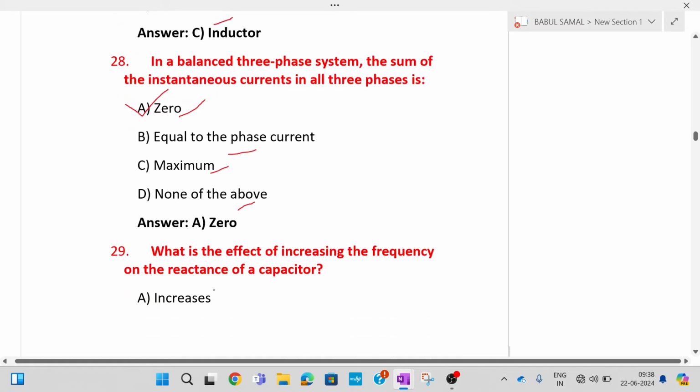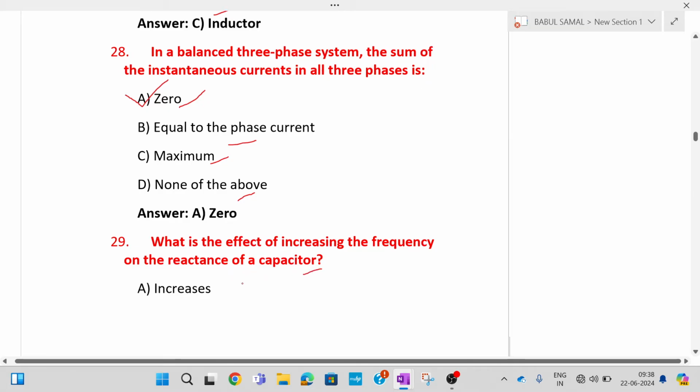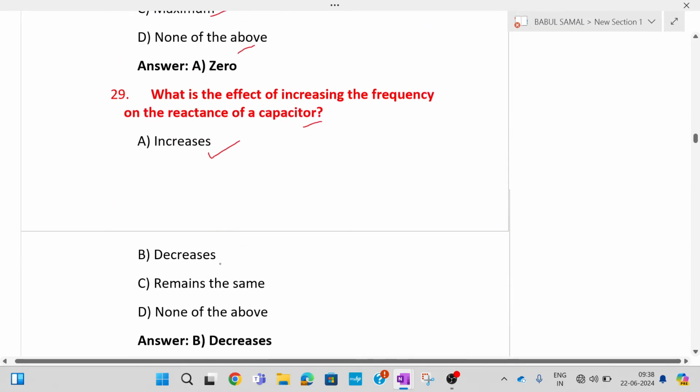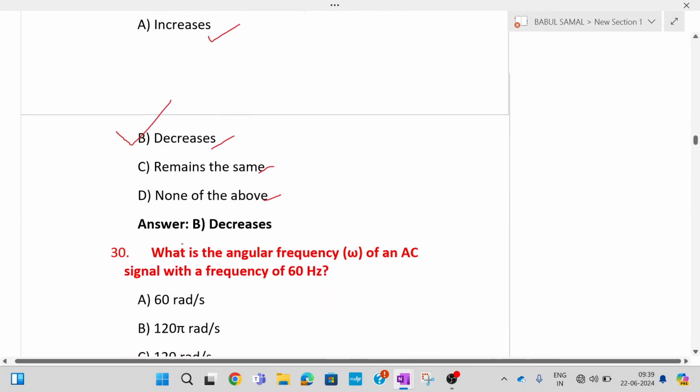Next question. What is the effect of increasing the frequency on the reactance of a capacitor? Options are increases, decreases, remains the same, none of the above. The effect of increasing the frequency on the reactance of a capacitor will be that it decreases. Option B will be correct.